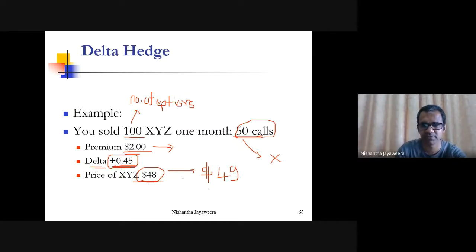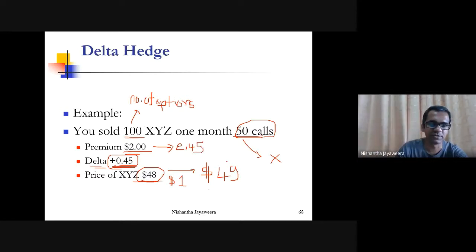So the price increased by exactly $1. So the premium should increase exactly by the amount of delta. So the premium will move to 2.45. Are you making money or are you losing?